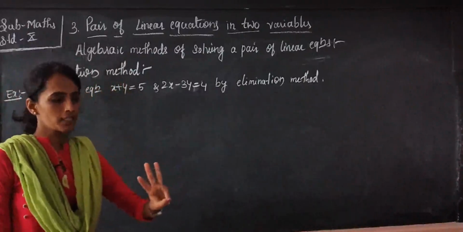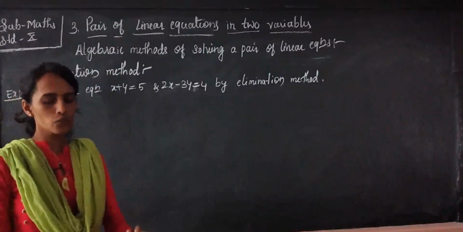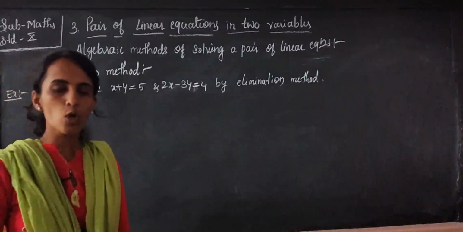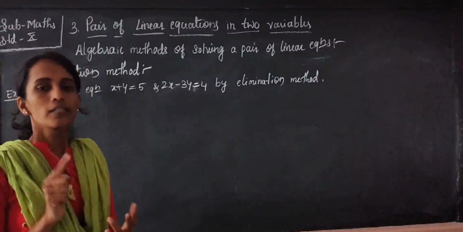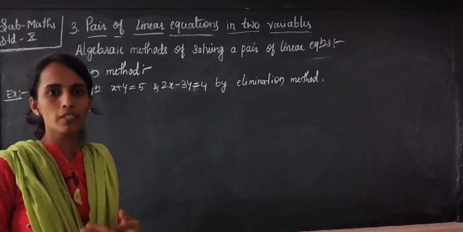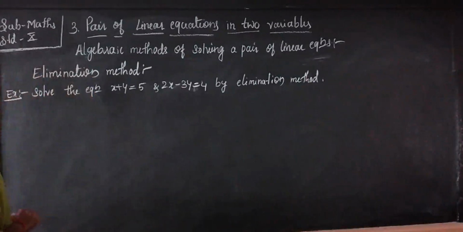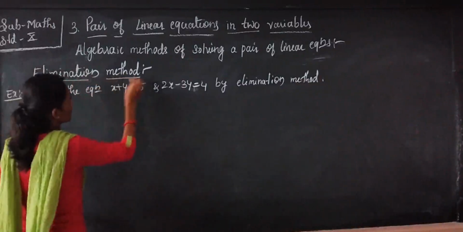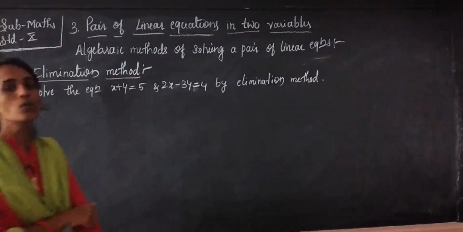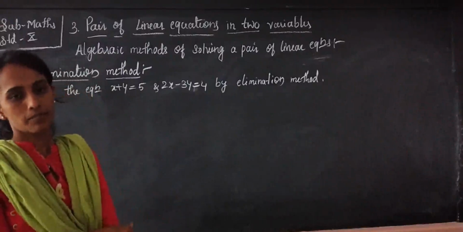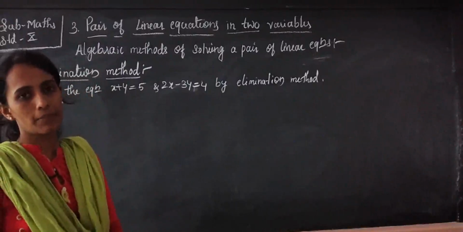In algebra there are three methods: the substitution method, the elimination method and the cross multiplication method. But the substitution and cross multiplication methods will be reduced this year. So we are going to study the elimination method here, that is, how to solve a pair of equations by the elimination method.